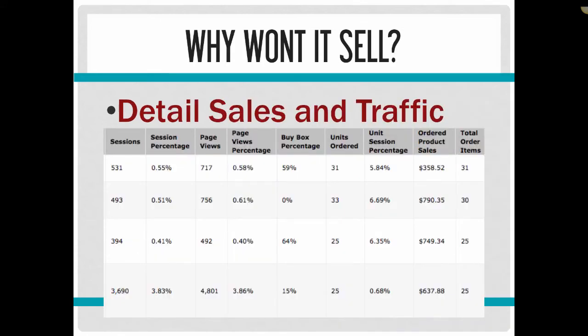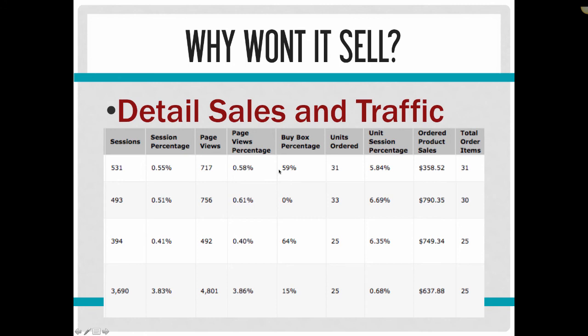Now, if you have items that you're frustrated because they're just not selling, what do you do? If you go to reports, business reports, and then on the detail, sales, and traffic, which is in the column on the left-hand side, you can see by ASIN, so by each particular item, how many sessions you have and how many page views you have. A session is if somebody comes to your page, leaves and comes back, that's one session, but 2 page views. So your page views should always be higher than your sessions.